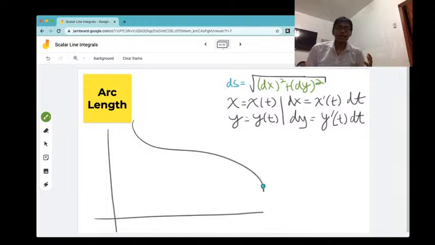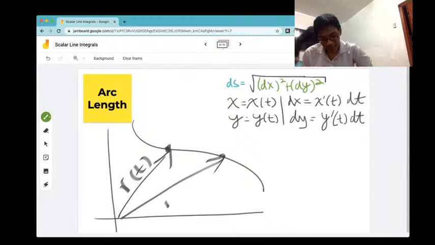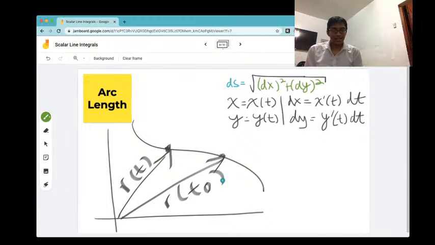Now this function is going to be expressed as a parameter of t. So for example, this position vector to this point is simply going to be r of t. Likewise, the position vector to this point is going to be r of t naught. Now the difference between those two is going to give us some approximation of the arc length.